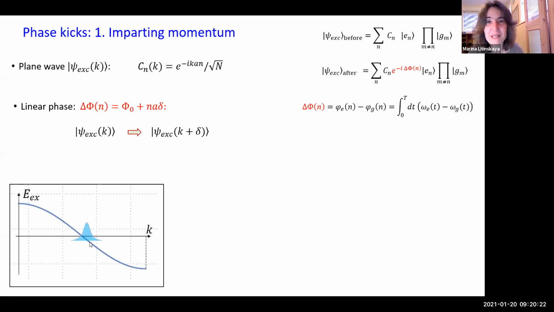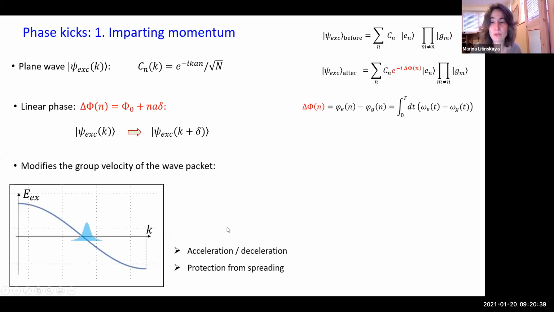Here the dispersion is linear. So it propagates, its group velocity is non-zero, it starts propagating, right? And also, due to the fact that the dispersion is linear, it does not spread. So it propagates preserving its shape. So what we can do by this phase transformation, we can modify the group velocity of the wave packet.